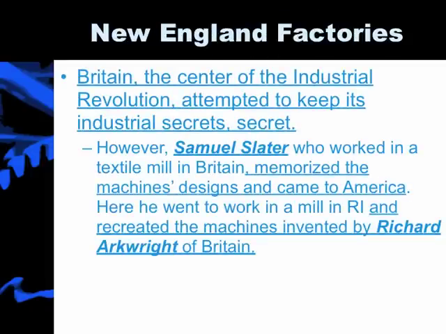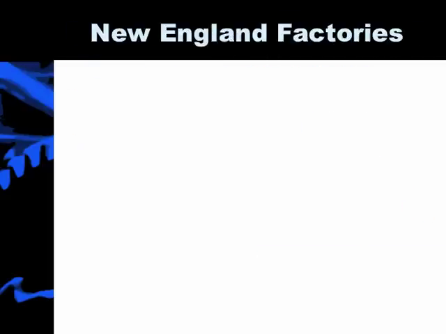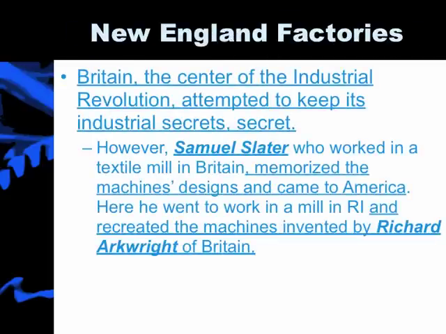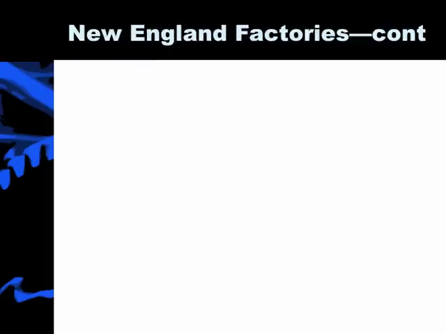Britain was the center of the Industrial Revolution. It attempted to keep its industrial secrets a secret until this guy named Samuel Slater came along, and he memorized how the textile mill in Britain worked. He memorized the machines. He memorized how everything was put together, and he came to America. And in America, he made his own textile mill in Rhode Island, and he recreated the machines invented by Richard Arkwright.